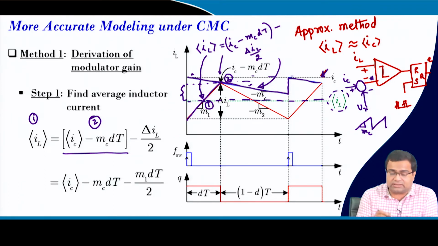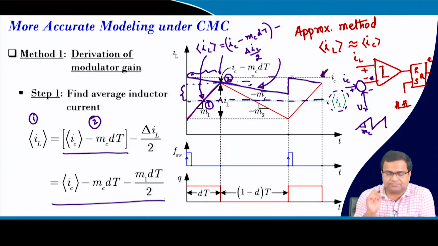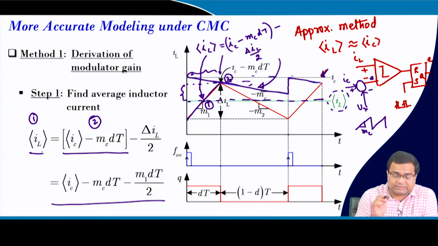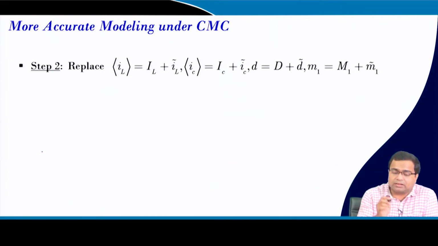And then what is the ripple expression? During this particular duration, it is m1 into dt, that is my current ripple, and that divided by 2. So, this is the expression. Now, once we obtain this current average expression in terms of this, if we rewrite, then what we have to do?